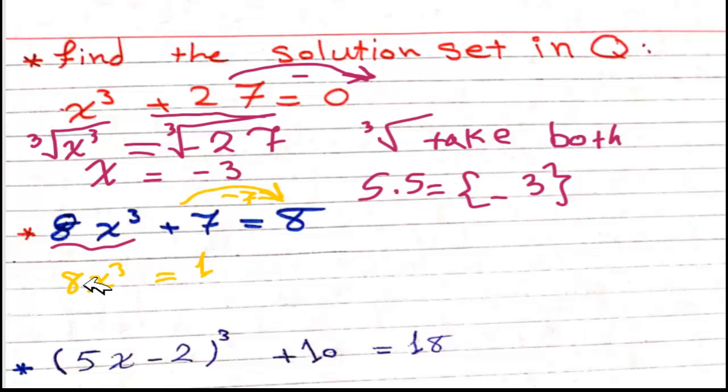8x power 3 means 8 multiplied by x power 3. So I have to cancel this 8. How to solve this? You have to put it on the other side. Here I have multiply, so I will put it on the other side by using what? Divided. Excellent. Here you have plus, so I put it on the other side as minus. Here you have multiply, so I will use the division symbol. So x power 3 equals 1 over 8.